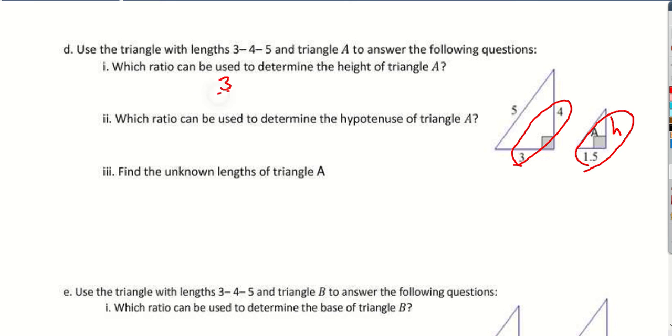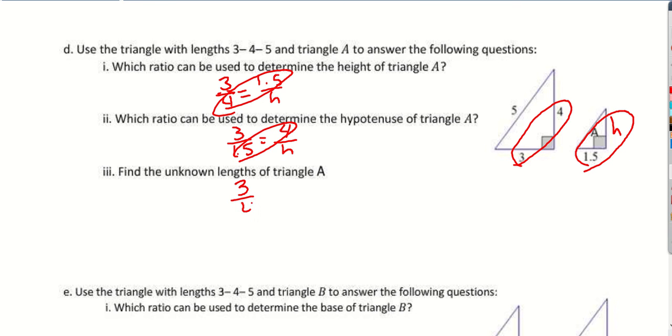So 3 over 4 is going to be a ratio that will do that for us. If we're going to set up a proportion, that would be equal to 1.5 over H, and then we could solve. Likewise, if we go from the triangle on the left to triangle A, we could do 3 over 1.5 is equal to 4 over H. And you notice we're going to cross multiply the same things here, right? So let's go find it.